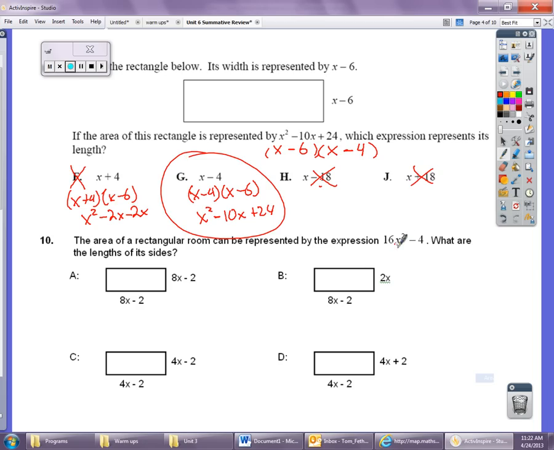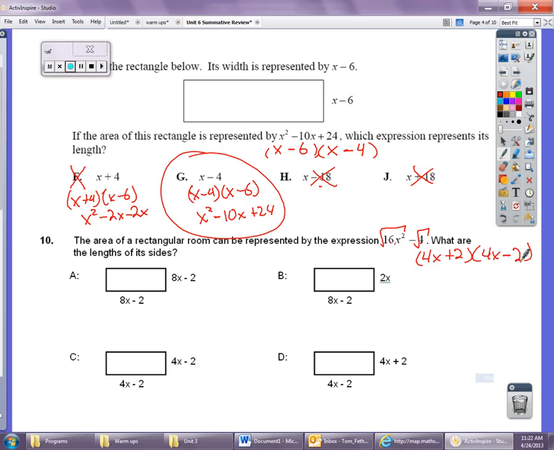Well, what we have to think of is what times what is going to give me 16, and then what times what is going to give me 4. And since there's no middle term, they have to cancel out. So the square root of 16x squared is 4x, the square root of 4 is 2, so we get 4x and 4x, and then plus 2 and minus 2. So that middle term cancels out.